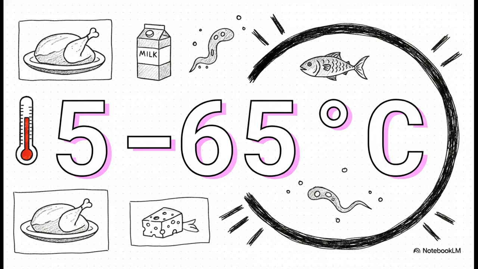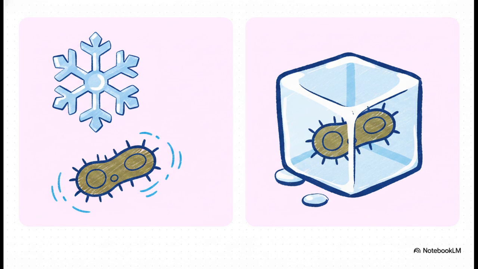To keep food out of that danger zone, we rely heavily on cold storage. But you absolutely must understand the distinct difference between chilling and freezing. Using a chiller, which has to be at 4 degrees Celsius or below, only slows down bacterial multiplication.